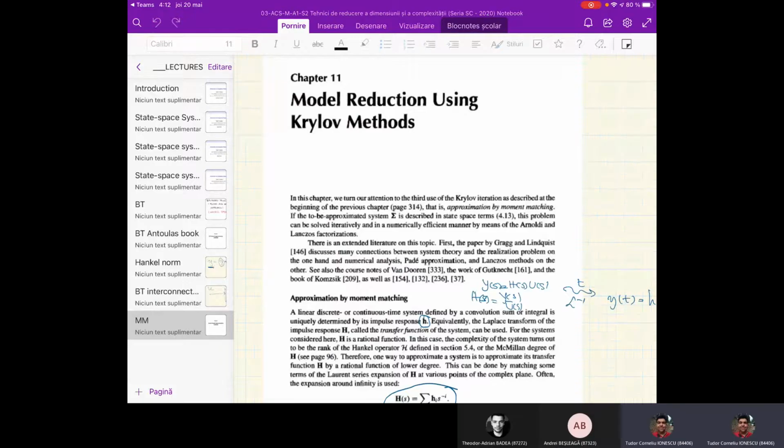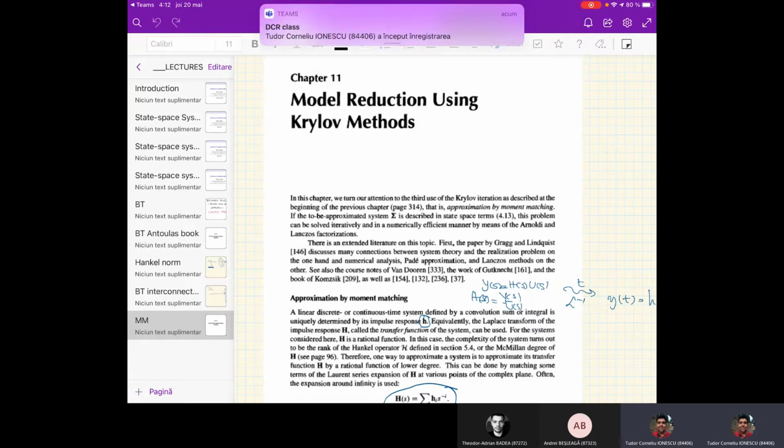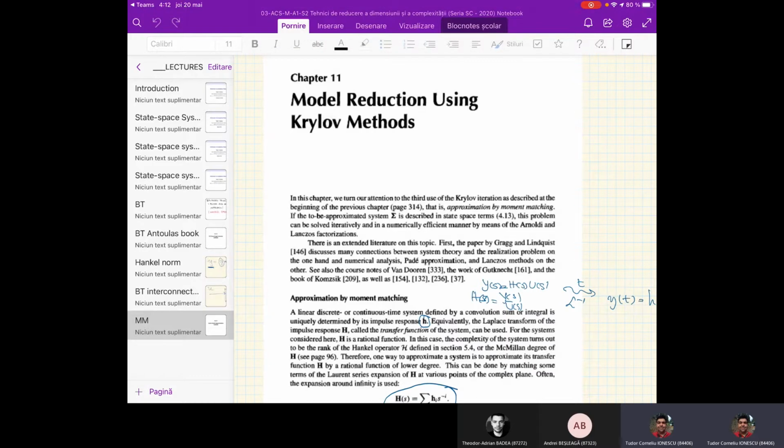In the table of contents, this class is about model order reduction using moment matching techniques. Last time, if you remember, we discussed some very interesting numerical issues and numerical methods regarding solving linear systems of equations, and especially problems such as eigenvalue decomposition and SVD decomposition.